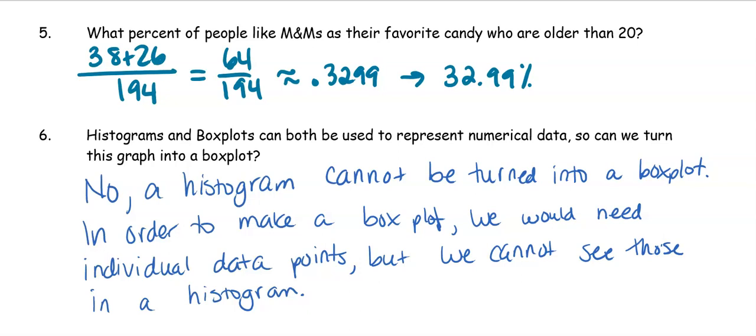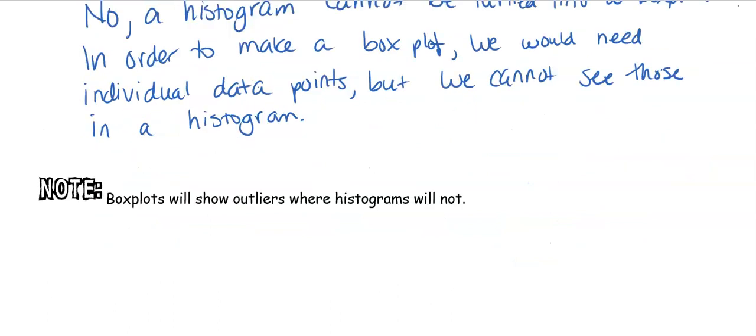And then a big, important difference between these two graphs that show numerical data: box plots show outliers. Histograms do not. So that is one benefit of the box plot that the histogram doesn't show, is that those show those skewed data points that are pulling our numbers off in weird directions.